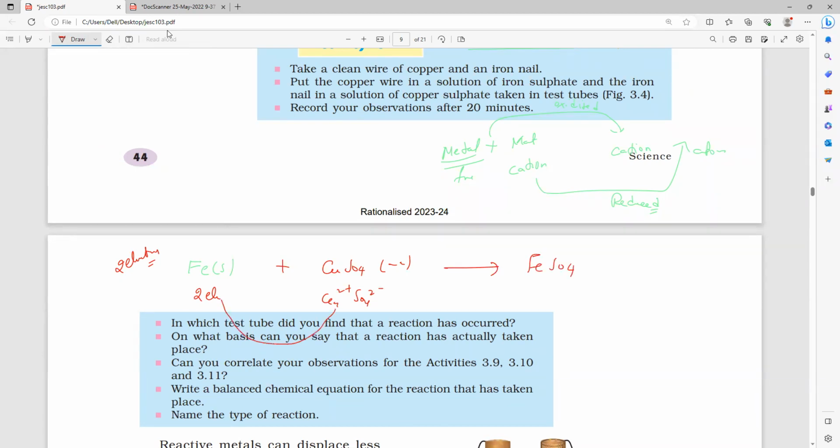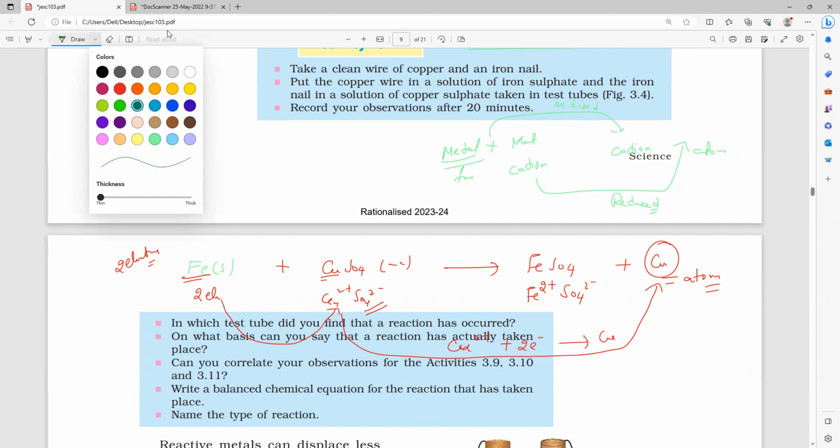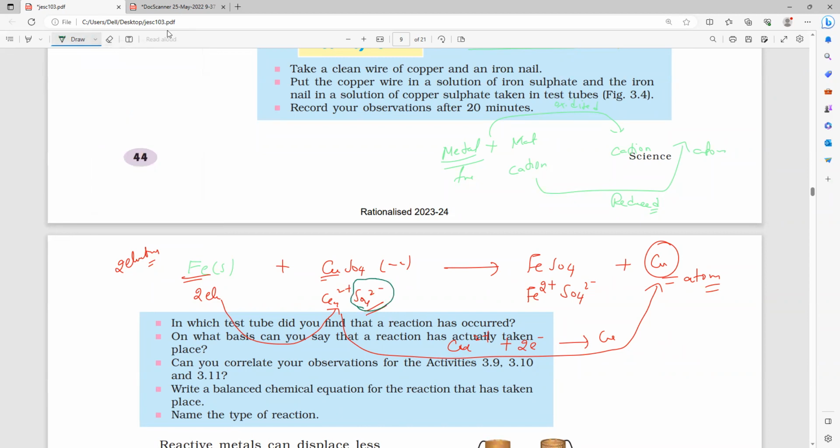2 extra electrons are given to the copper, so that it turns into Fe2+ and SO4 2- plus copper. Here copper is 2+. So by receiving 2 electrons, what will happen? Copper 2+ will receive 2 electrons and turn into what? Copper atom. That is the internal reaction. Please, at least learn this example. Iron has 2 extra electrons, and copper's 2 electrons were given to somebody. To whom were the 2 electrons given? Sulfate. Understanding? So it turns into SO4 2-.